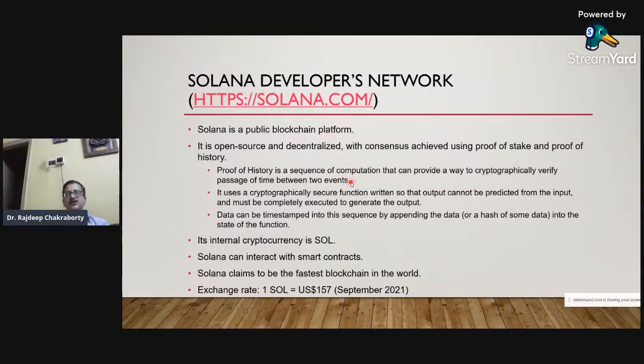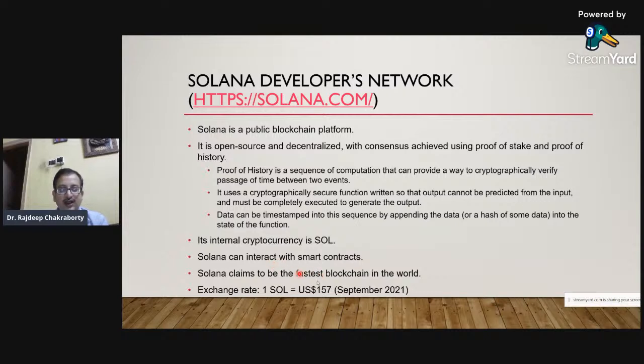So proof of history is basically authenticating a blockchain based on the history of that node. If I am a node, then based on my history some computation is done, and then my block is added. It uses a cryptographically secure function written so that the output cannot be predicted from the input, and data can be timestamped into a sequence. Every blockchain has a timestamp. So these are the main three aspects of the Solana Developer Network. Solana has its own cryptocurrency, which is known as SOL. Solana can interact with smart contracts, and it claims to be the fastest blockchain in the world.